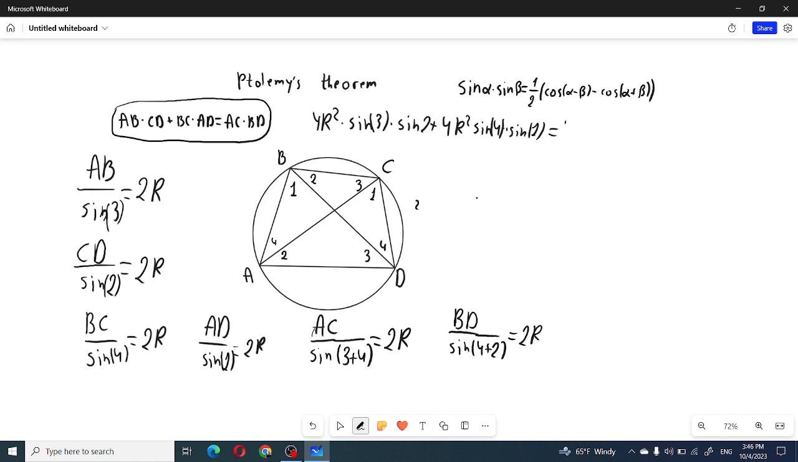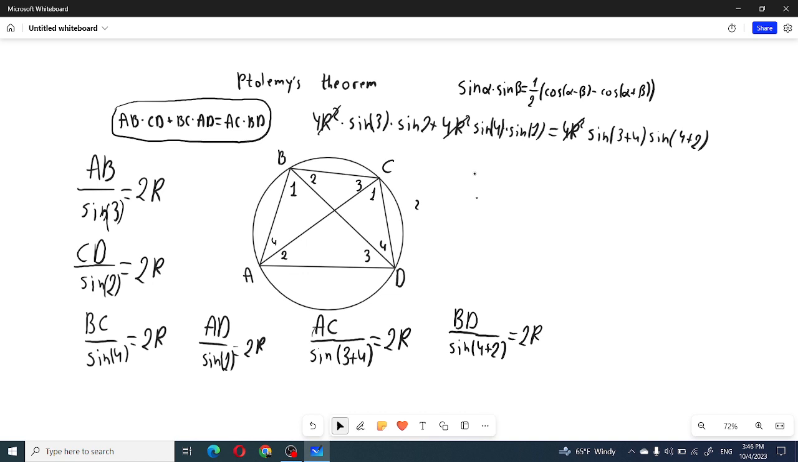And this must be equal to 4r squared times sine of 3 plus 4 times sine of 4 plus 2. Sine of 4 plus 2. In this case, we can erase 4r squared because all terms have this. And now we need to use the product to sum formula, which I have discussed in the previous video. So if you don't know about this, you can visit the previous video.